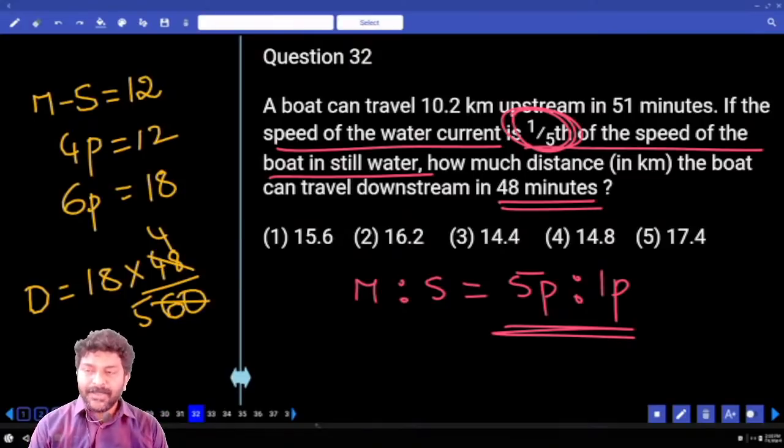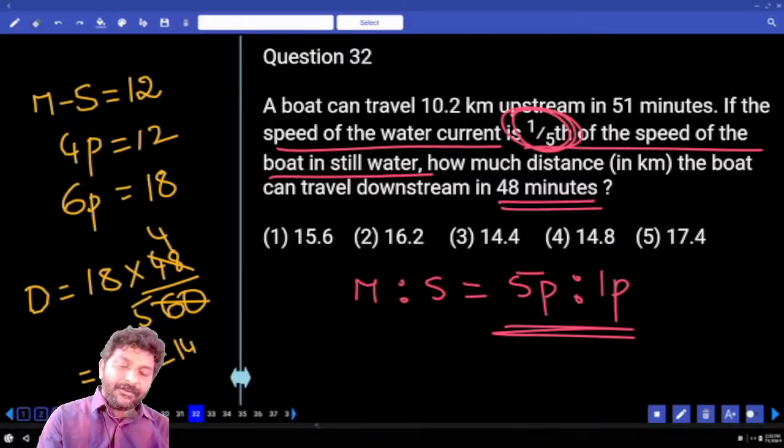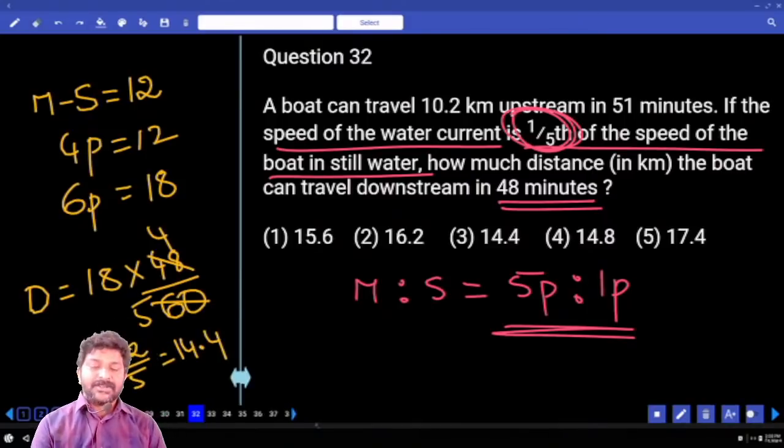I think you can stop here. No, 2 options are there. 18 4 times. 18 double double only. That is 72 by 5, which is 14.4. Third option.